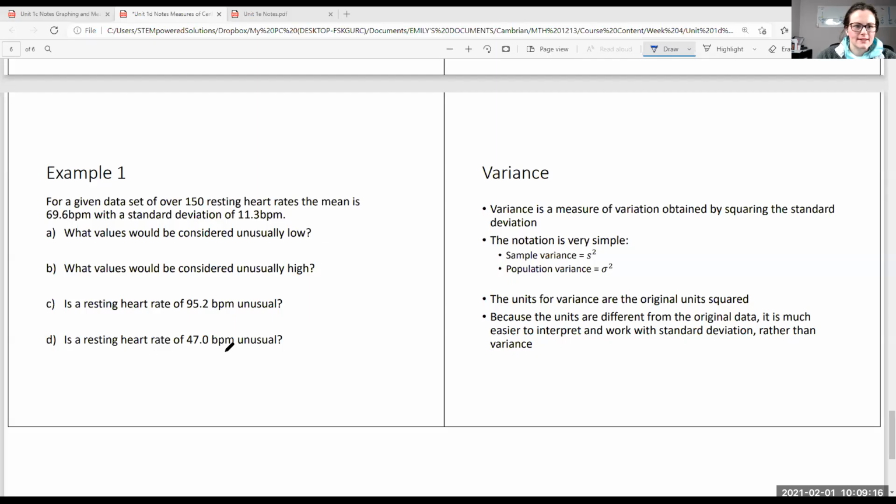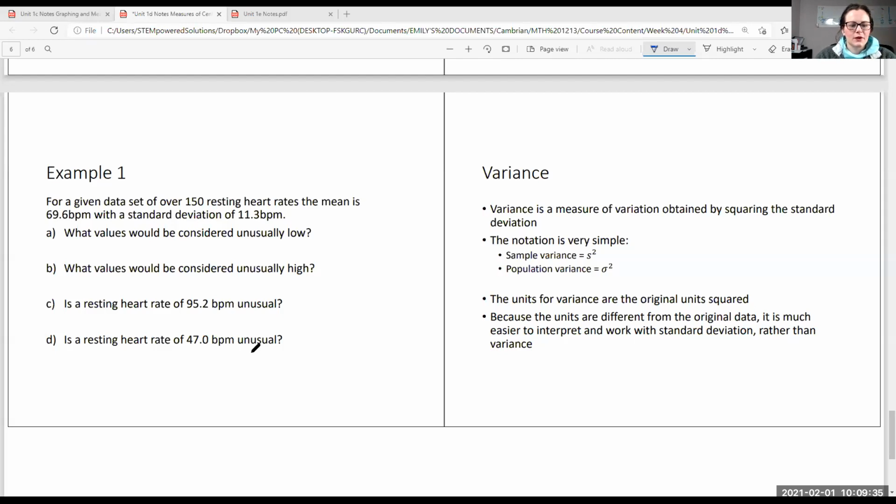So the 69 point whatever that number was, that was the average you said? Yeah, so here I'll share it again. So the 69.6 is the average. And then are we supposed to be focusing on what the 11.3 has to do with it? Would anything under that be unusually low, or would you be looking at the 69.6 to see what is unusually low?